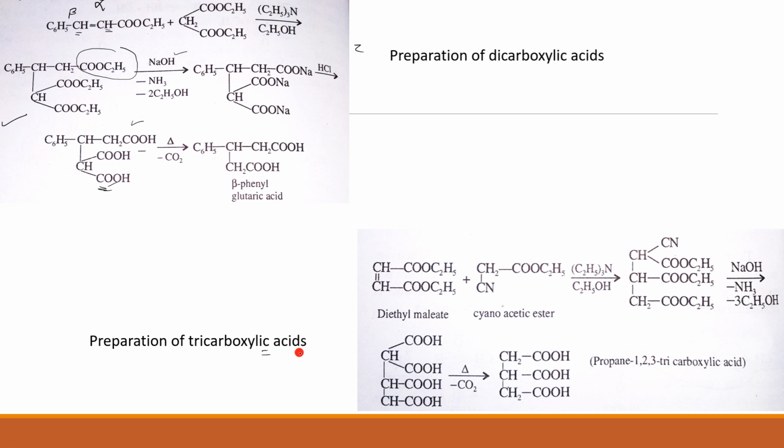Similarly, a tricarboxylic acid. So this is your active methylene group. This is your alpha beta. Now since it is symmetrical, you can add it to any side. And this is the product, with the same hydrolysis and everything, and the same thing. So you're getting this. I hope you people have understood this.